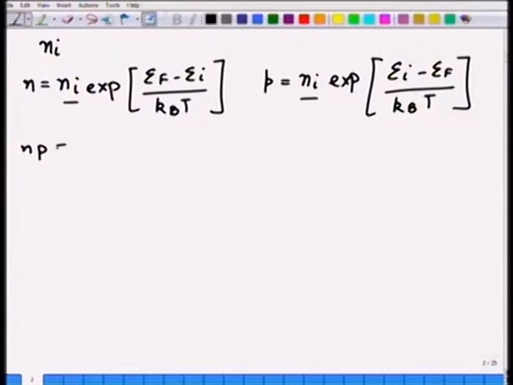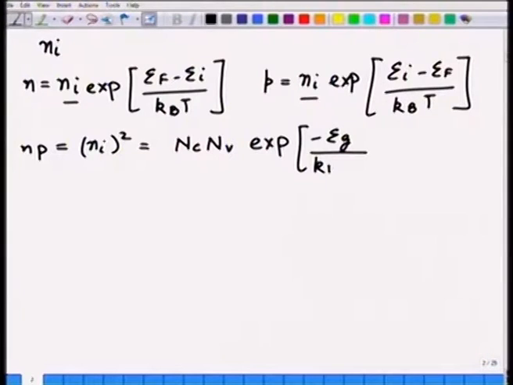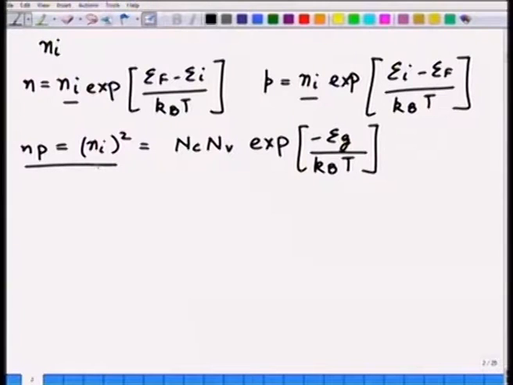Other thing we learned was, as long as the semiconductor is non-degenerate, the product np is always a constant, and that is equal to ni square. And this quantity, of course, we have learned is equal to Nc Nv e to the power minus Eg by kBT. This is another relationship we learned, that the product np is constant. This matter of np equal to ni square, it is always true.